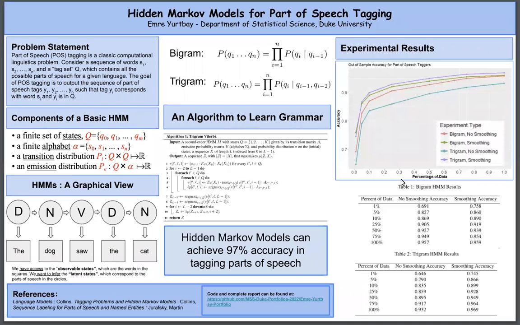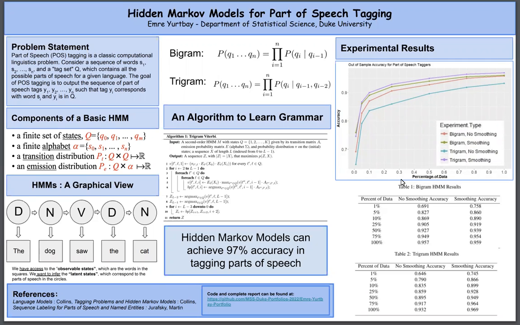We will have 4 experiment types. So we'll test the performance of trigram HMMs with smoothing, trigram HMMs without smoothing, bigram HMMs with smoothing, and bigram HMMs without smoothing. So before I continue, I should talk a little bit about what smoothing is.